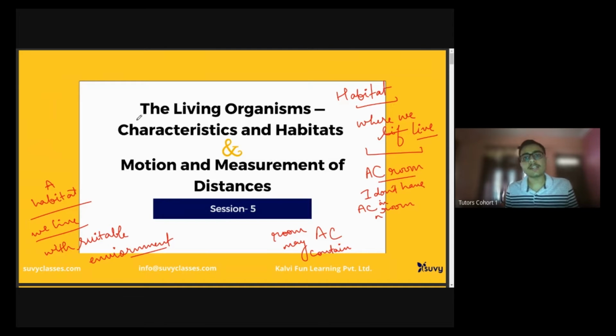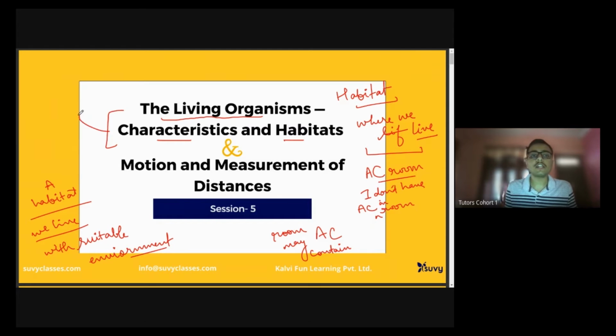So this is the chapter we have to cover today, living organisms, characteristics and habitats. Like I am a living organism. My characteristic is that I cannot sit in an AC room, so my habitat is such that I don't have AC in my room. That's the basic thing we will be following today.